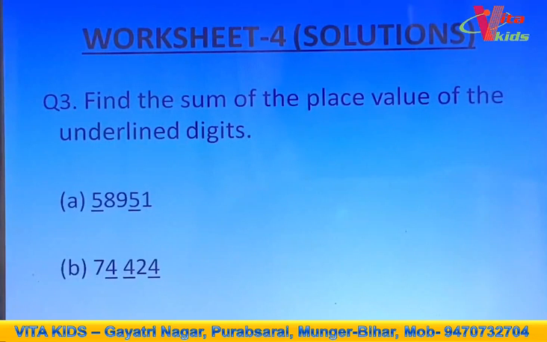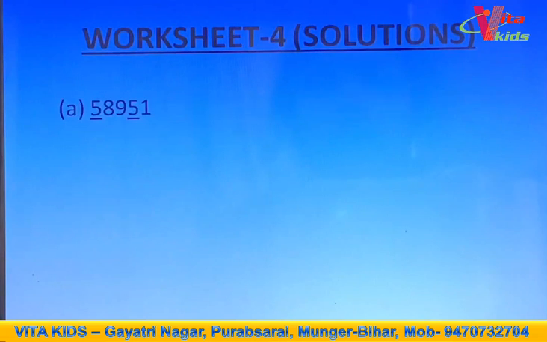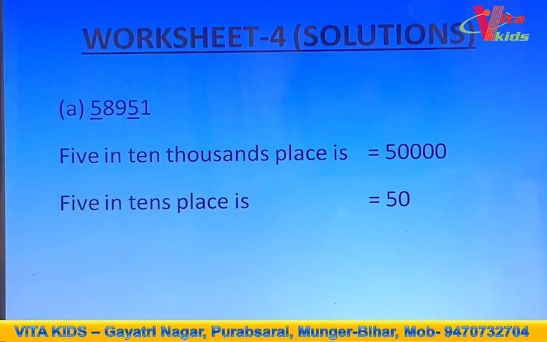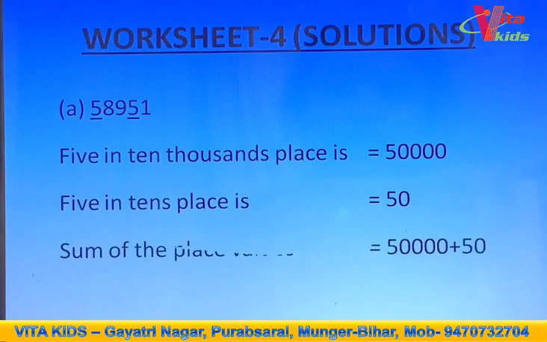Question number 3. Find the sum of the place values of the underlined digits. We have 5, 8, 9, 5, 1 and both the 5s are underlined. 5 in 10,000's place is 50,000 and 5 in tens place is 50. Their sum would be 50,050.